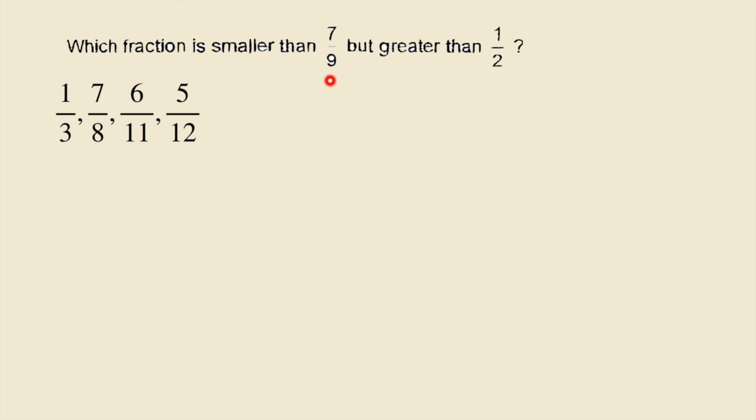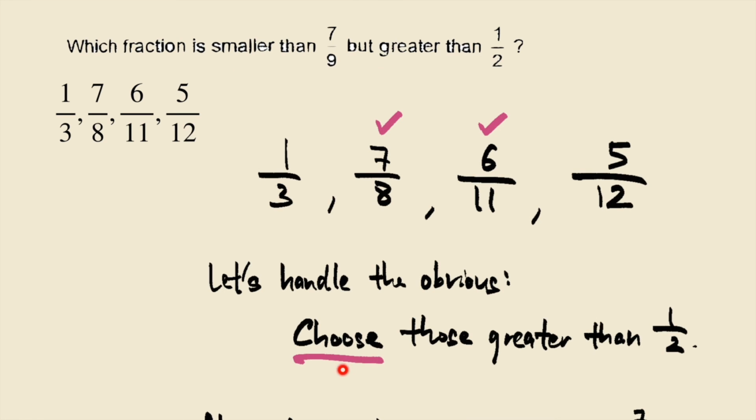Which fraction is smaller than 7/9, but greater than 1/2? Okay, now 1/2 is really easy to compare. So let's do the easy thing first. Let's choose those that are greater than 1/2, because that's one rule that's fulfilled already, right? So 1/2 of 3 units is 1.5 units. This is not even one. This is not even half. I want greater than half. So first, 1/3 is out.